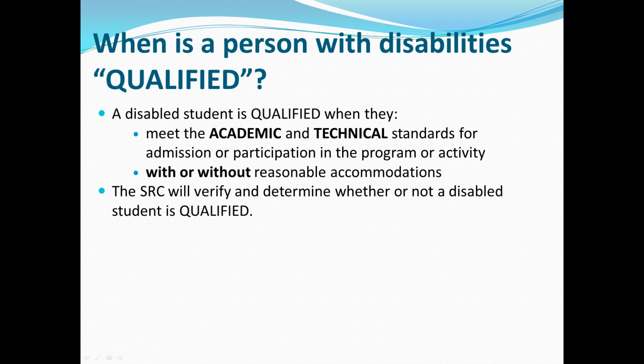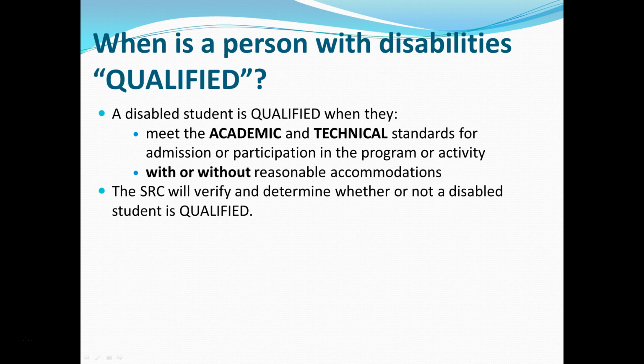When is a person with disabilities qualified? For California community colleges, a student with a disability is qualified when he or she meets the academic and technical standards requisite to admission or participation in the education, program, or activity, with or without reasonable modifications to rules, policies, or practices, the removal of architectural, communication, or transportation barriers, or the provision of auxiliary aids and services.